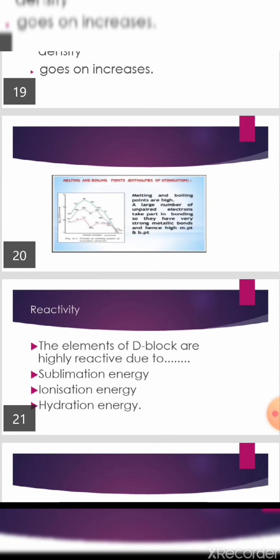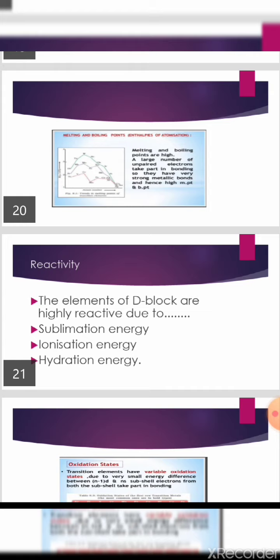Next property is melting point and boiling point. The melting point and boiling point in d block elements is very high. This is due to a large number of unpaired electrons taking part in the bonding, so they have very strong metallic bonds and hence have a high melting point and boiling point.